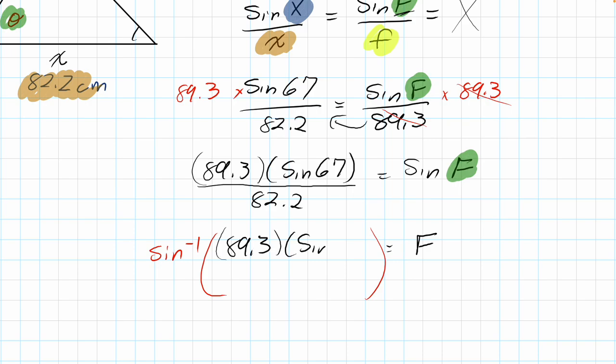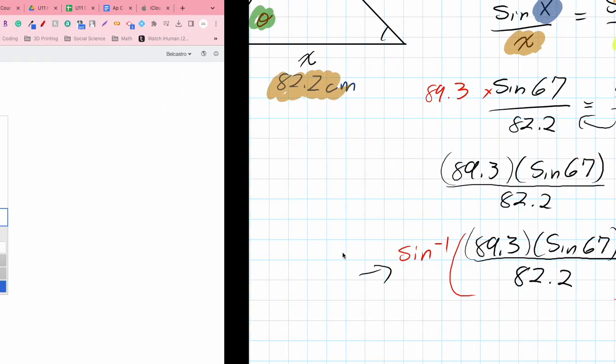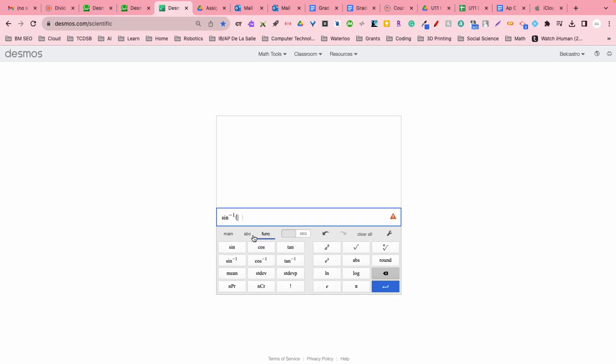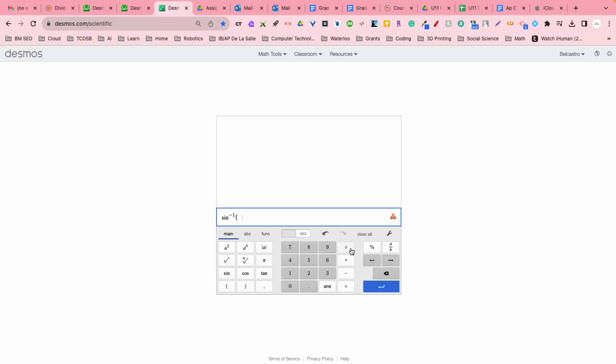89.3 times sine 67 divided by 82.2. Okay, now this is just a matter of using my calculator, assuming my teacher doesn't want me to know the series for sine. So I'm going to jump over here and punch it in: sine inverse, it has division to it, and it was 89.3 multiplied by sine 67, whoops, all divided by 82.2.